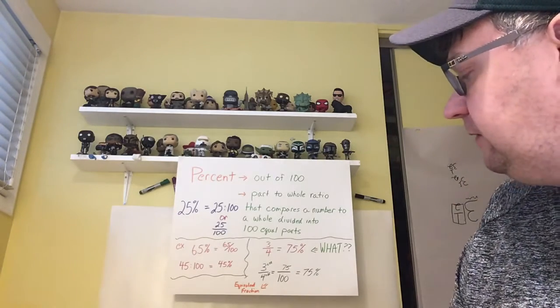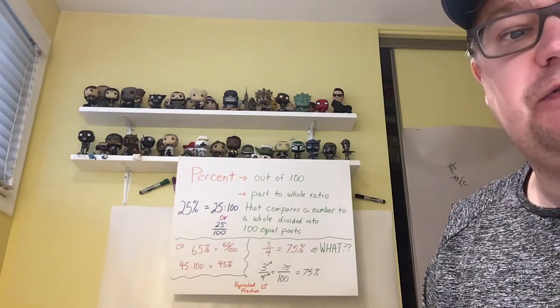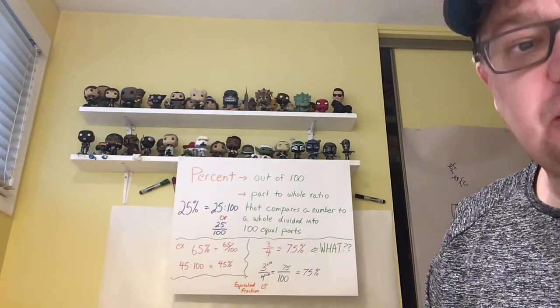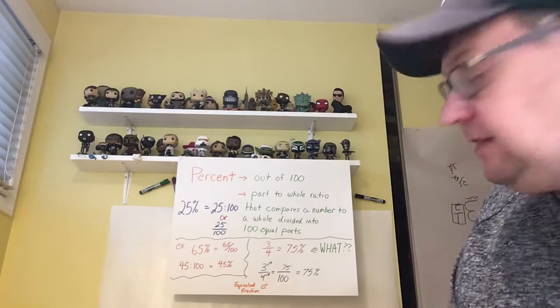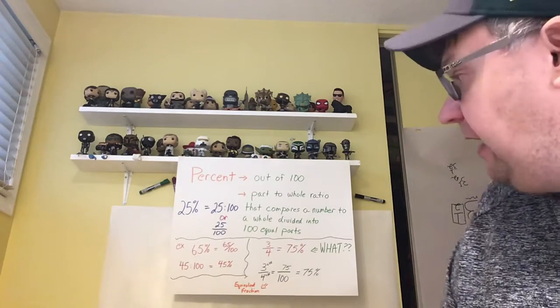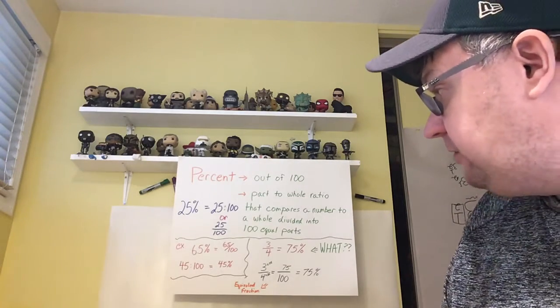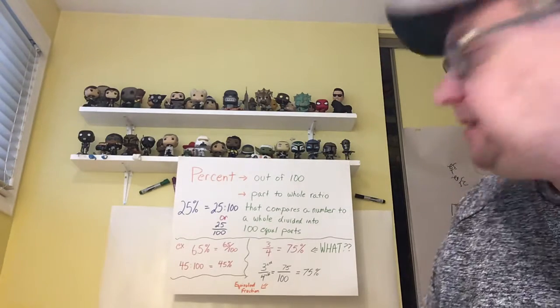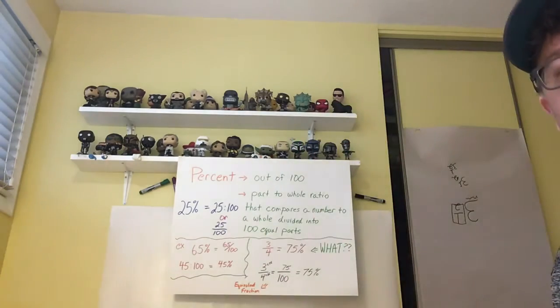If I have 65% and I need to convert it to a fraction, 65% meaning out of 100, it's 65 out of 100. And the same thing if I write it more like a ratio style, 45 to 100 is the same as 45%.